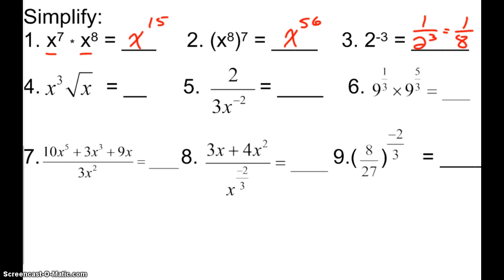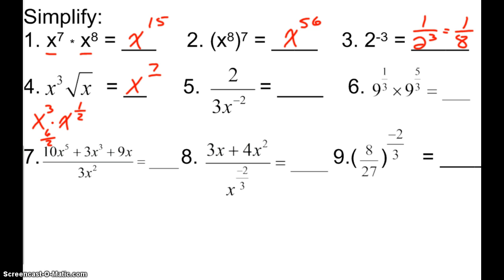For x cubed times the square root of x, we can think of that as a multiplication with the same base and change the square root to a fractional exponent. So we can think of this as x cubed times x to the 1/2. If we are multiplying and they have the same base, we add the exponents. So if we change 3 to 6 halves, 6 halves plus 1 half would be 7 halves.